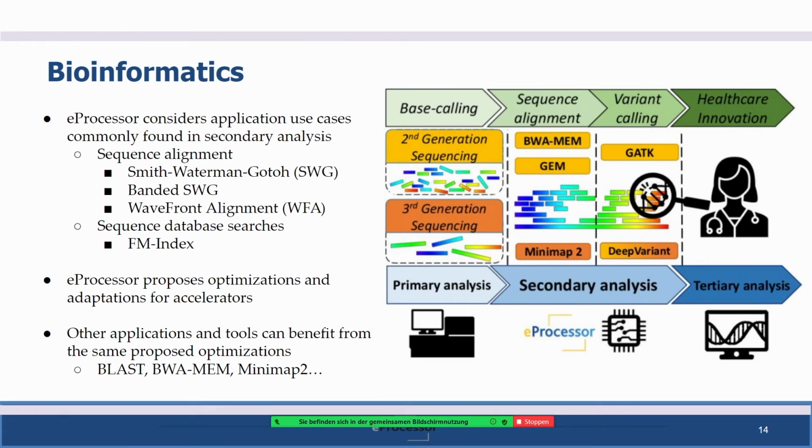So in eProcessor, we are going to consider application use cases that are commonly found in secondary analysis. One of these phases is the sequence alignment, which is very relevant in many bioinformatics pipelines. This includes algorithms like the Smith-Waterman algorithm and the banded version of it, and also a novel algorithm that is the wavefront alignment, WFA. Another application use case that we are interested in is the sequence database searches with the FM index, which is also very relevant in many bioinformatics pipelines.